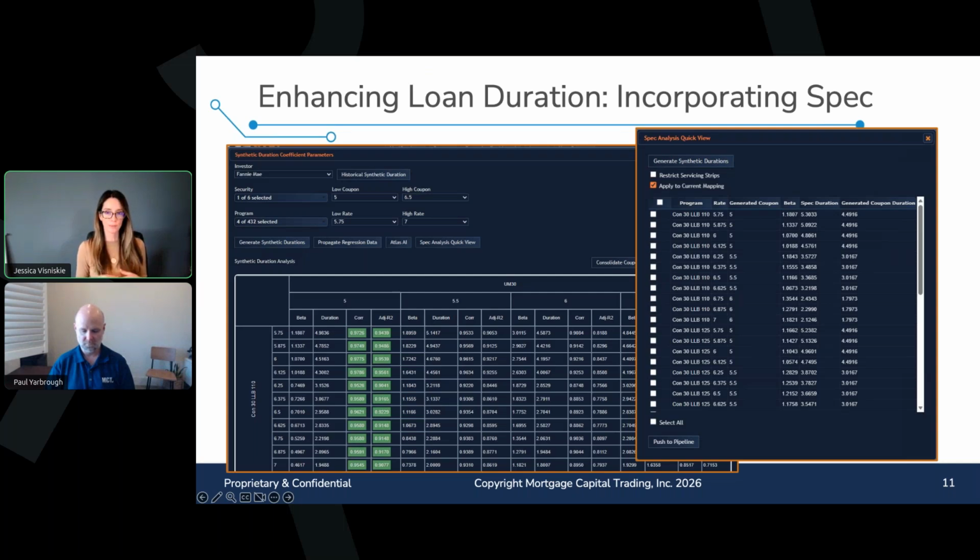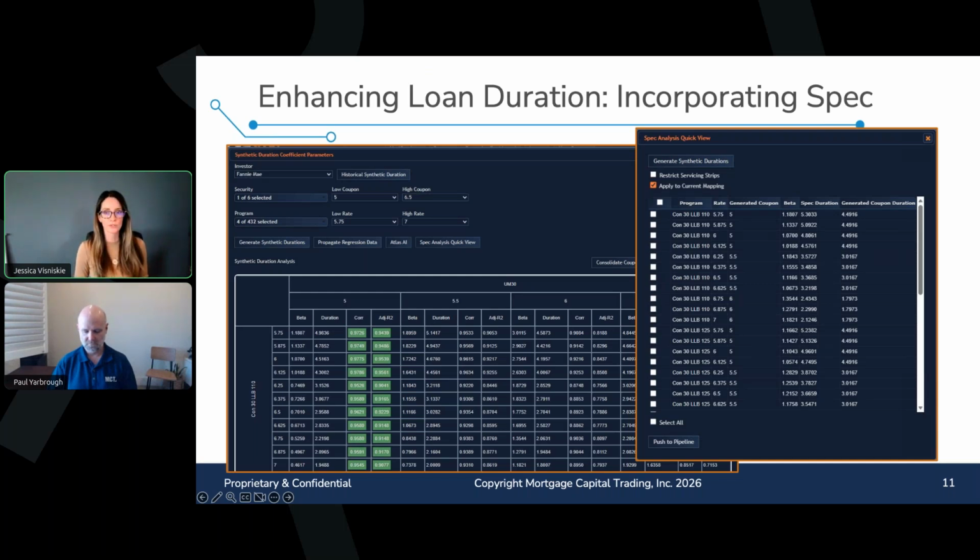On the program dropdown, this is where it will allow me to select any number of spec programs that I want to include in my analysis. For here today, I selected 110 up to, I believe, 175, and then I input a specific note rate range. After inputting your assumptions and you click generate synthetic durations, this runs very quickly and it spits out the results that you see in the table below.